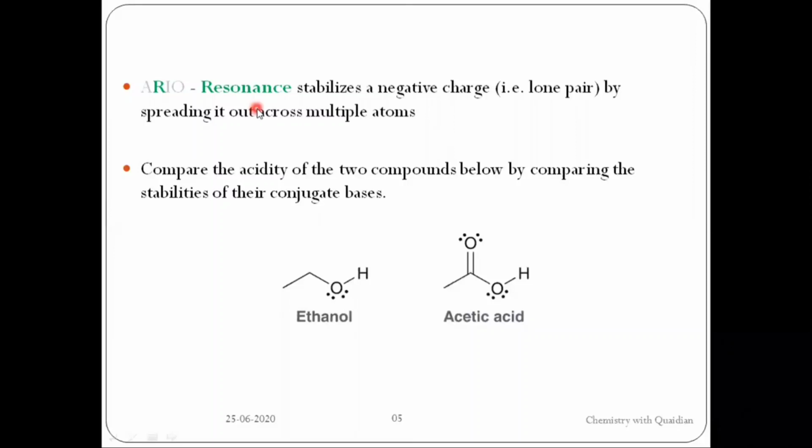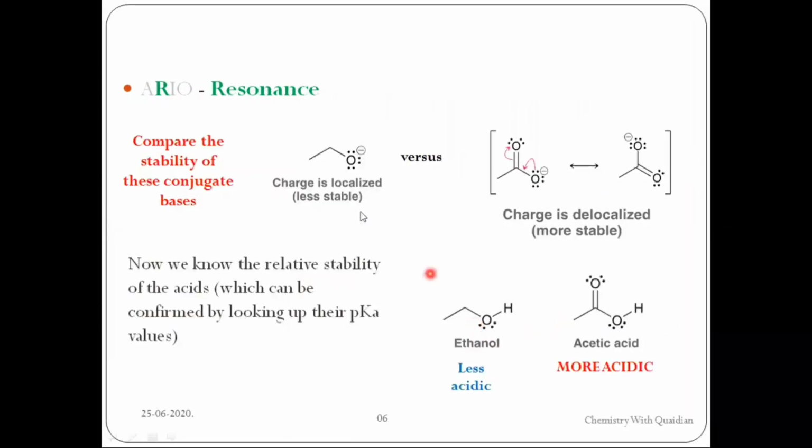Our second factor is resonance in ARIO. Resonance stabilizes a negative charge, that is, a lone pair, by spreading it out across a multiple bond. The more alternate multiple bonds in a compound, the more the compound will be resonance stabilized and the more acidic it will be. Now compare these two compounds, ethanol and acetic acid. First you have to form the conjugate bases of these two compounds and then compare the stability of these conjugate bases.